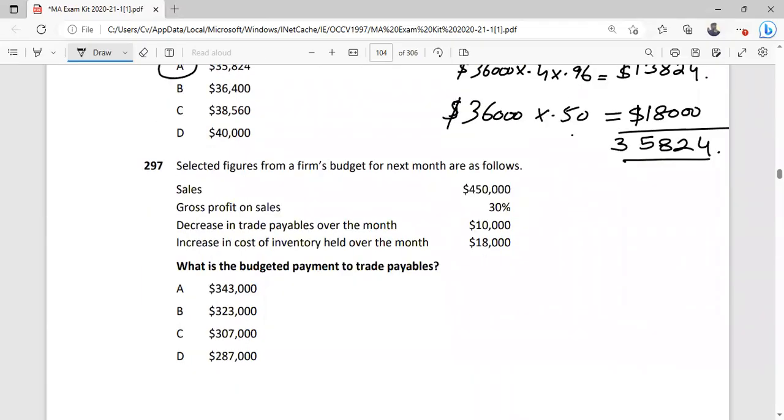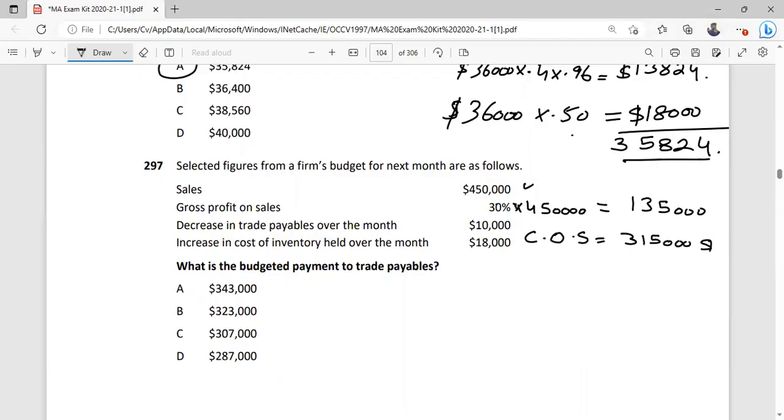Sales figures from a budget for the next month are as follows. Sales are 450,000. Gross profit is 30%. So you can calculate 30% of this sales. It is 135,000. So it means the remaining amount is cost of sales. You can deduct 135,000 from this 450,000, it is 315,000.